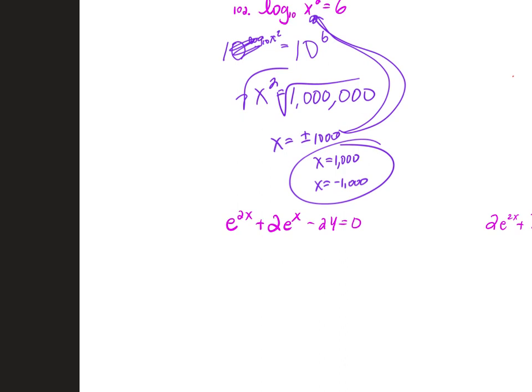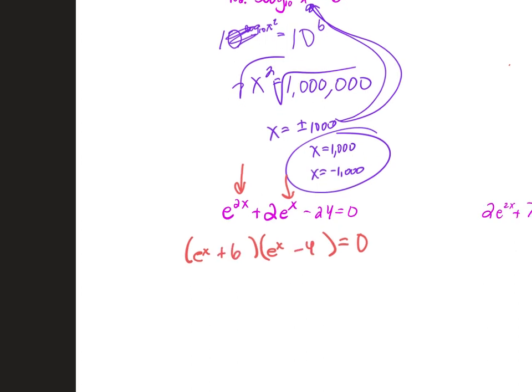All right, we come to something like this. Looks like this is like a factoring problem, because I have e to the 2x and I have e to the x. So it's very important that you guys understand that this is a quadratic. You use your algebra skills like you would if you were just factoring a quadratic. What are the factors of negative 24 that multiply to give me negative 24, but add to give me 2? Well, it's going to be positive 6, negative 4. So I'm going to say e to the x plus 6, e to the x minus 4.